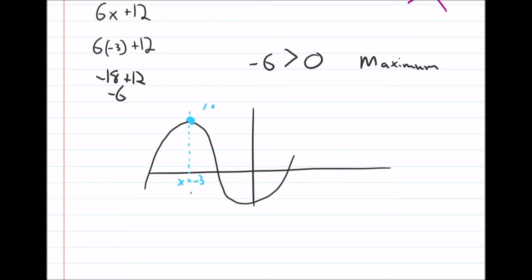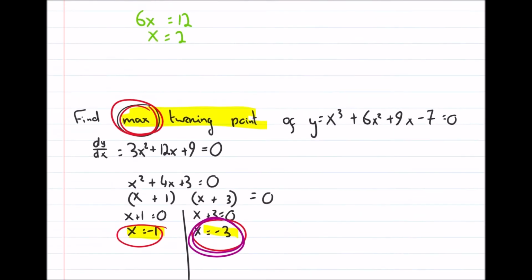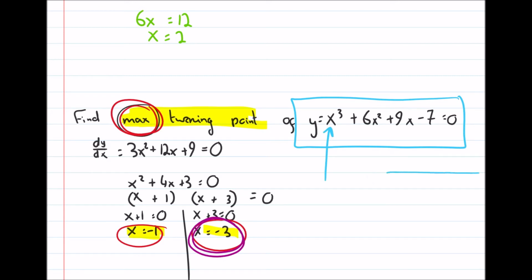Well, what we do, we take our minus 3, we go back to the original function, we put minus 3 in for x. Okay, so let's do that here. This will give us our y value. So y equals (minus 3) cubed plus 6(minus 3) squared plus 9(minus 3) minus 7.